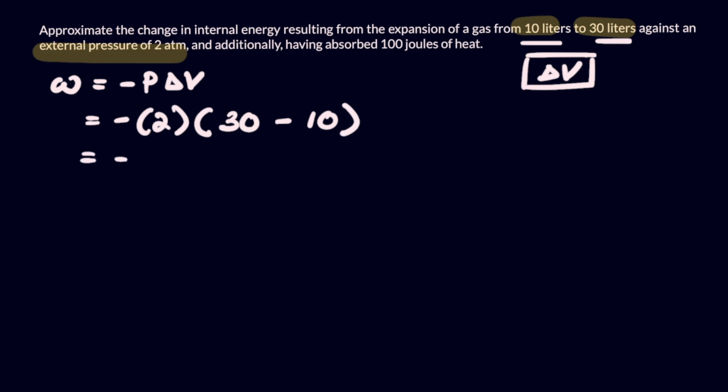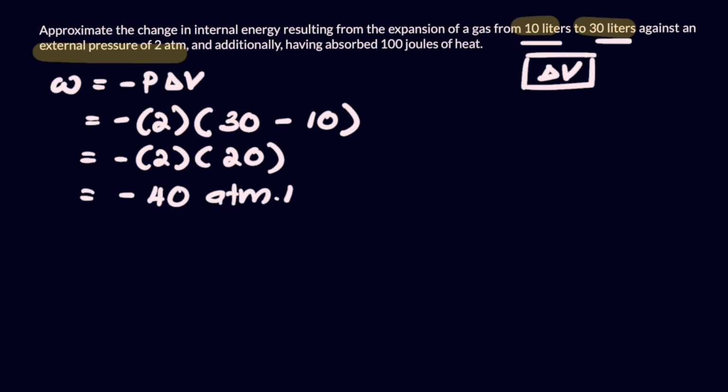So your P is 2 atm and your delta V is V2, which is 30 liter, minus V1, which is 10 liter. So you will get 2 times 20. So it's equivalent to negative 40 atm liter. Right. So now in the question, you were asked to calculate the internal energy.